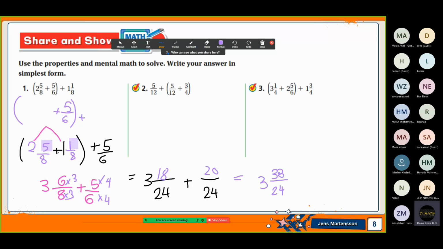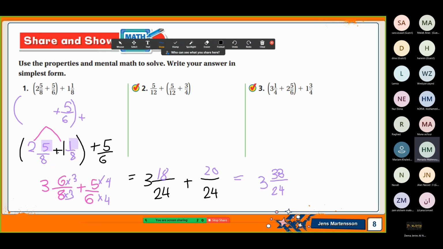Now, look at the answer here. What do we have? We have 38 over 24. That means we have a big number in the numerator and a small number in the denominator. And we cannot keep it like this. We have to simplify it more. How? Who can remind me? We have to divide it by 2. Bravo. 38 divided by 24.